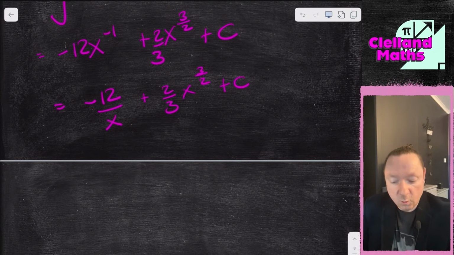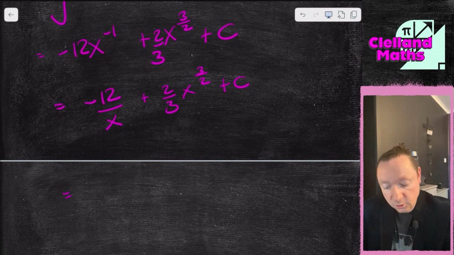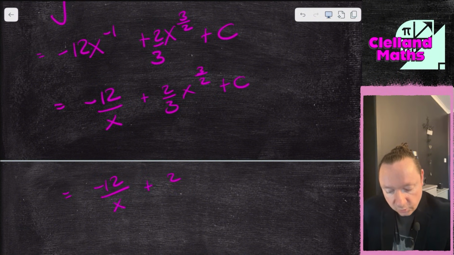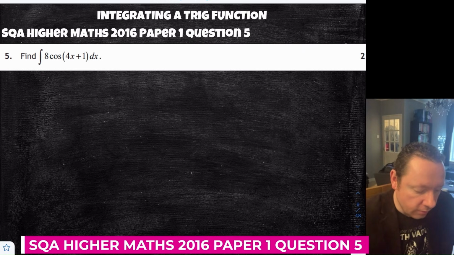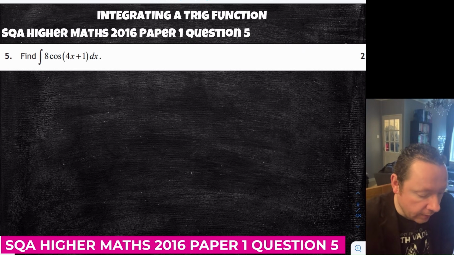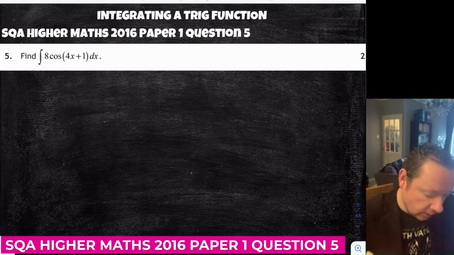You could do as much as you want with that, or as little as you want with that. You could do, if you really wanted to, minus 12 over x, plus 2 thirds the square root of x cubed, plus c, but I don't really see any need to do that. And we're done there. A trig function with the chain rule, SQA Higher Maths 2016, Paper 1, Question 5.